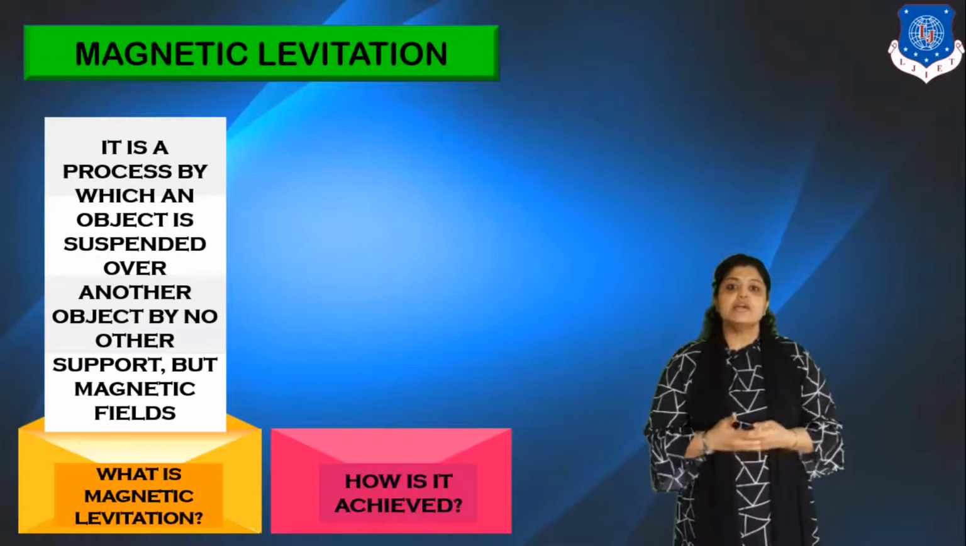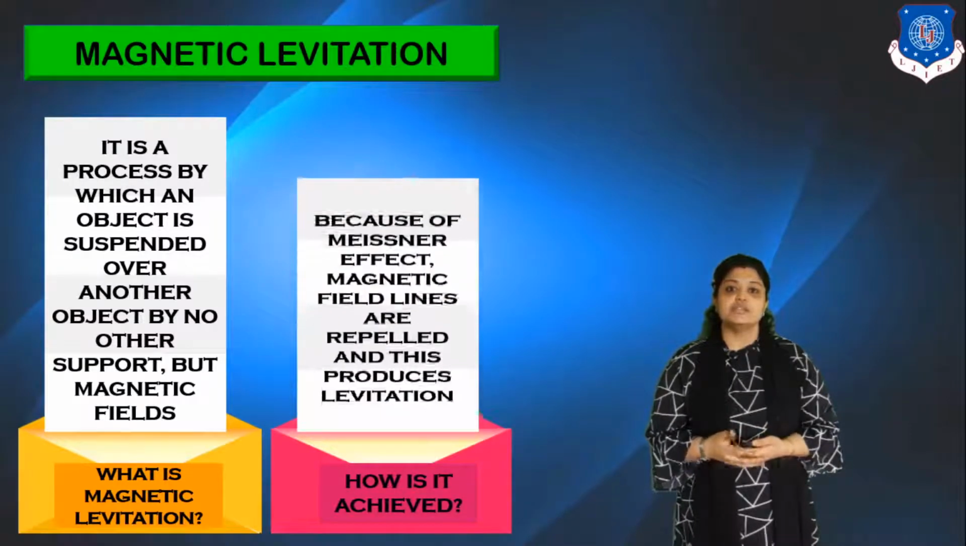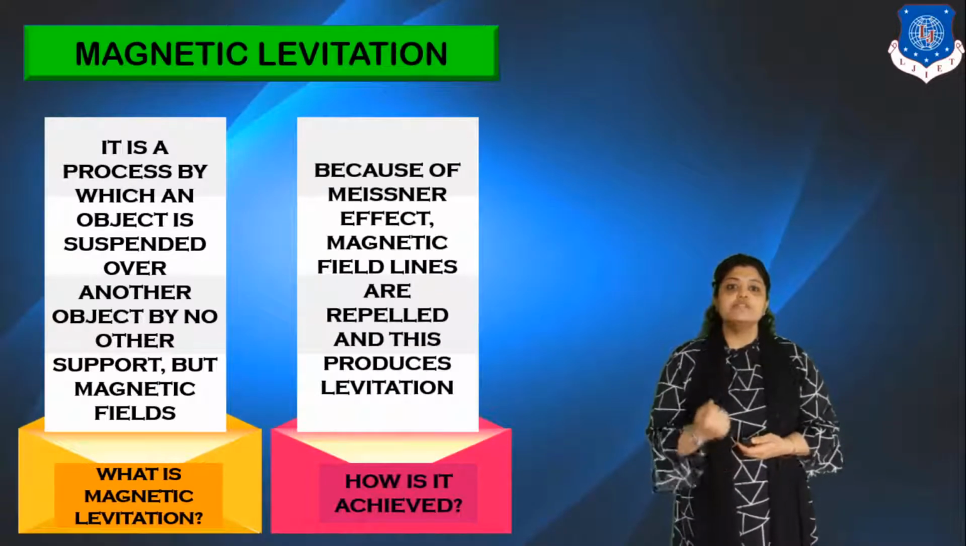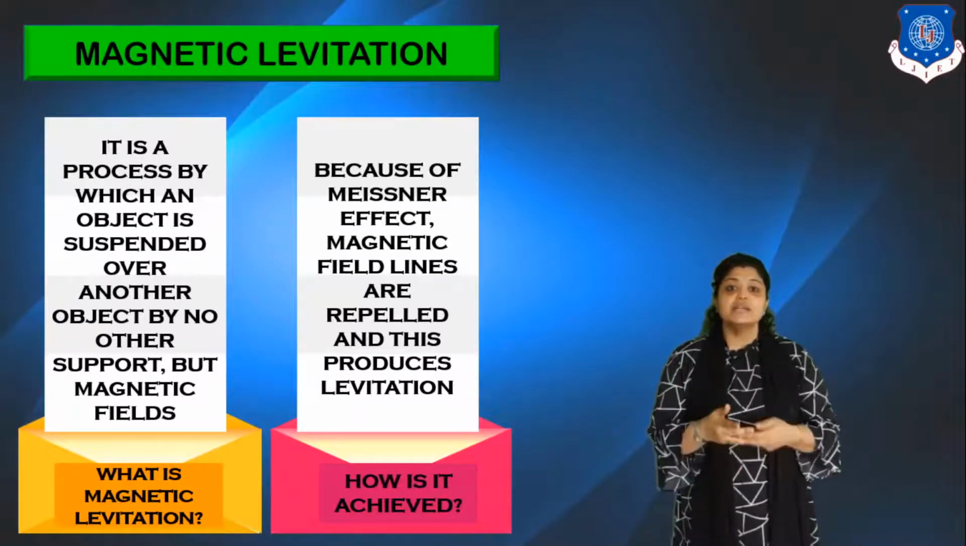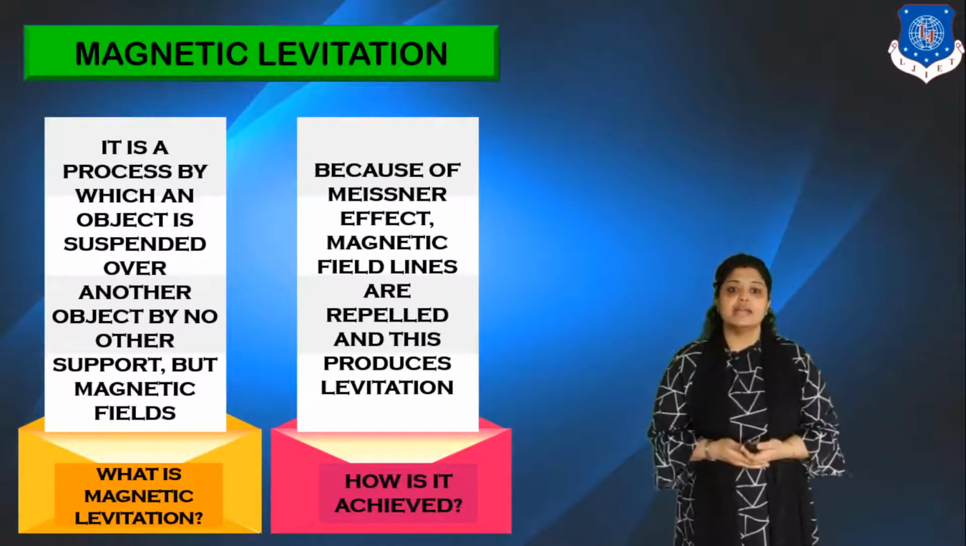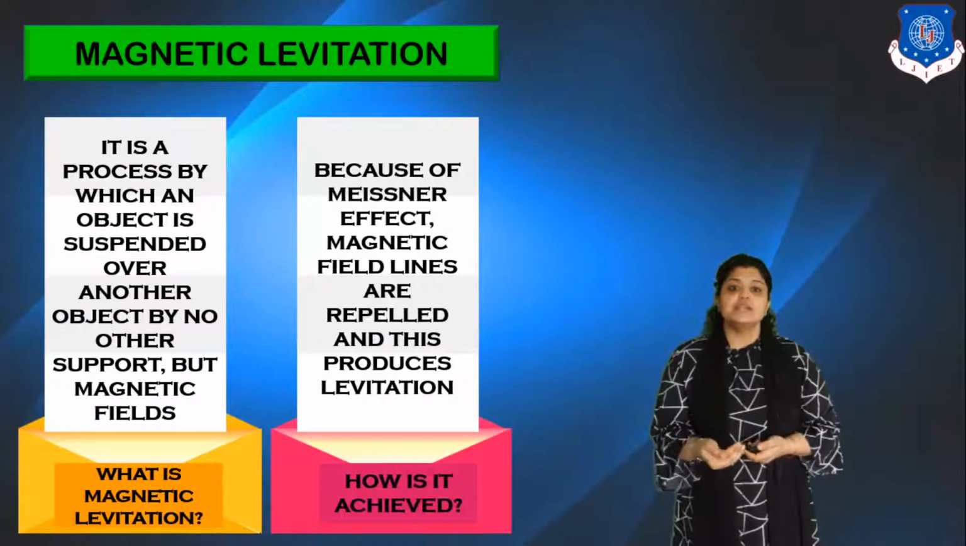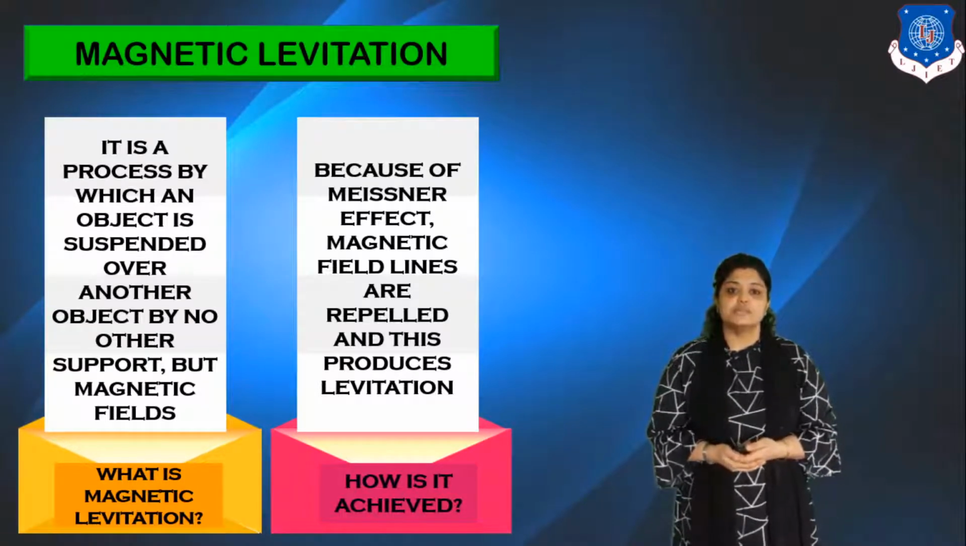What basically is the concept of magnetic levitation? How is it achieved? Because of Meissner effect, the magnetic field lines are repelled. We know that superconductors exhibit Meissner effect. What is Meissner effect? They repel the magnetic field lines. So because of this repulsion, magnetic levitation is produced.